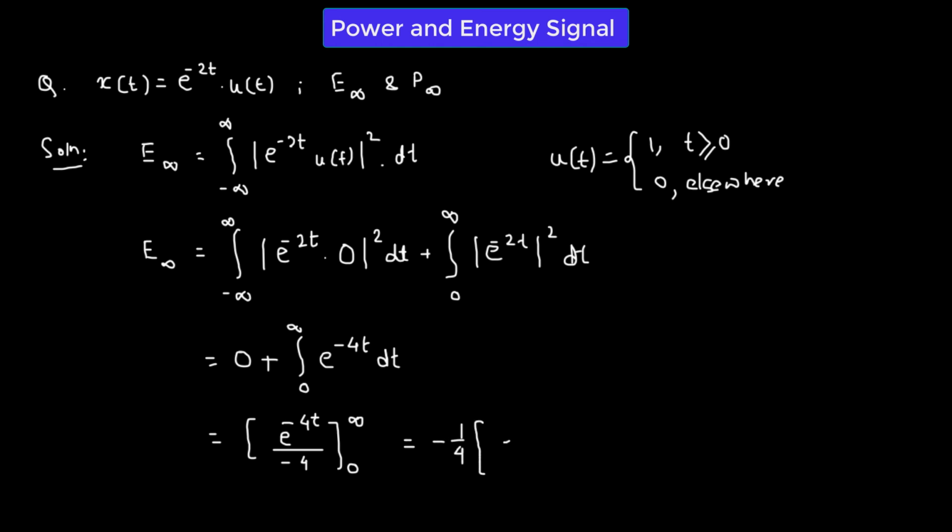Now we take the limit. So we have e raised to the power of negative 4 times infinity minus e raised to the power of negative 4 times 0, which is simply 1. So this value will be equal to negative 1 over 4 times, so e raised to the power of negative infinity tends to 0, and we are left with negative 1. So the final value of the energy is going to be 1 over 4. Now let's try to find out the value of the power.